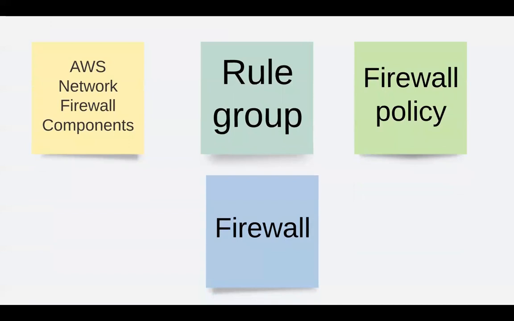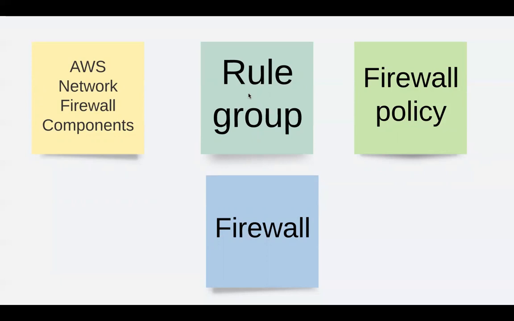In terms of the components, the network firewall, of course, has a firewall as one of the components, and the firewall is attached with a firewall policy, and the firewall policy can be attached to multiple network firewalls. The firewall policy consists of some policy-based conditions and also consists of something called rule groups, which could either be stateful or stateless in nature.